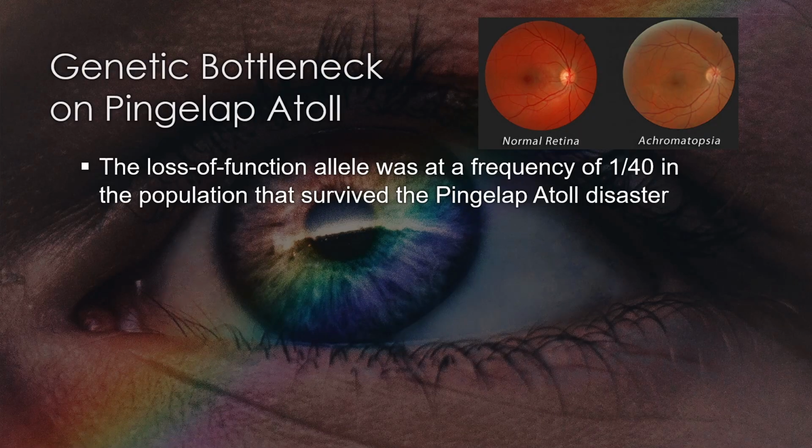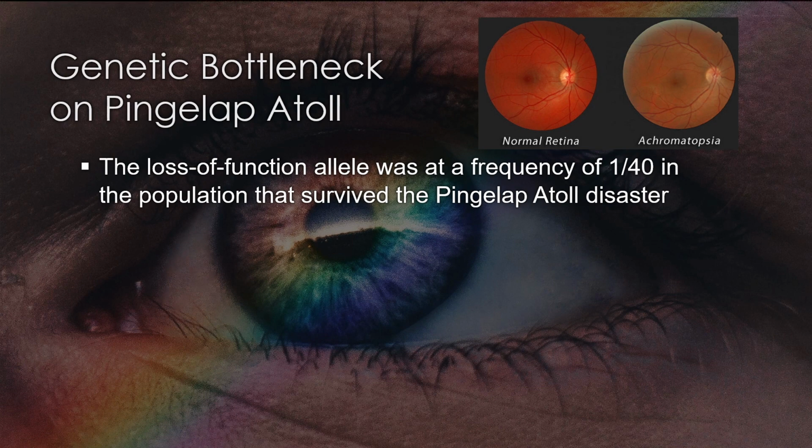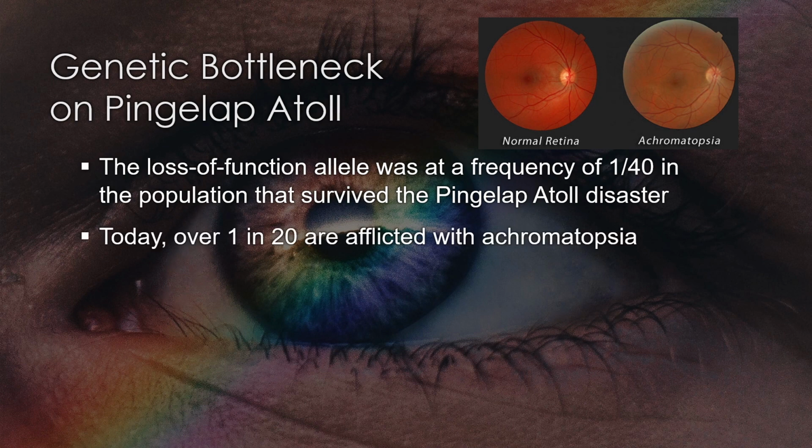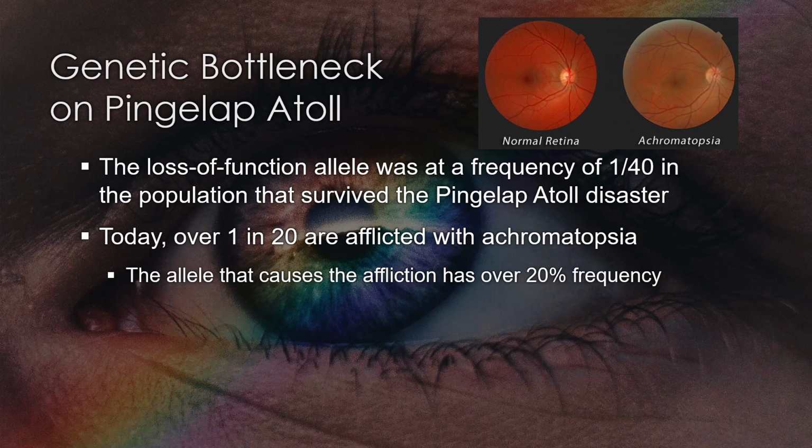In the population that survived the Pinjalop Atoll disaster, however, the loss of function allele was at a frequency of about 1/40th, or 2.5%. If the allele was at the typical frequency of 1% or less before the population bottleneck, then a large frequency change occurred during the bottleneck due to drift. In today's population on Pinjalop Atoll, over 1 in 20 people are afflicted with achromatopsia, and the allele that causes the affliction is at a frequency of well over 20%.